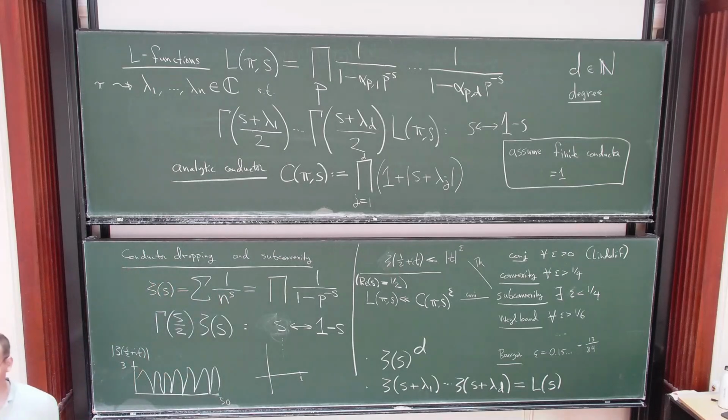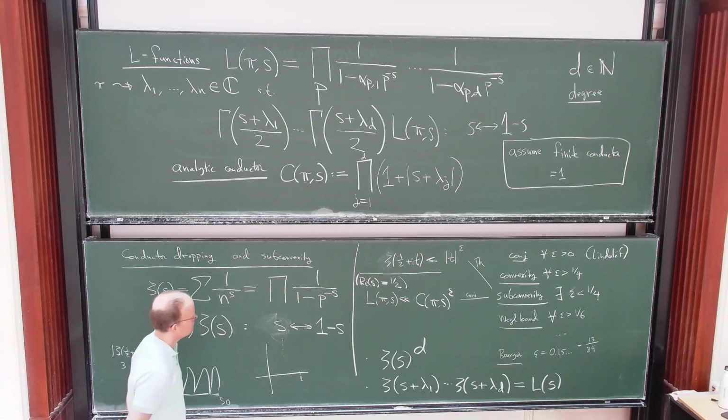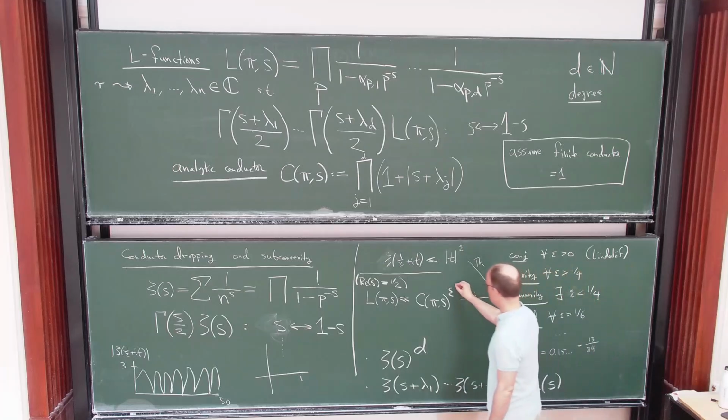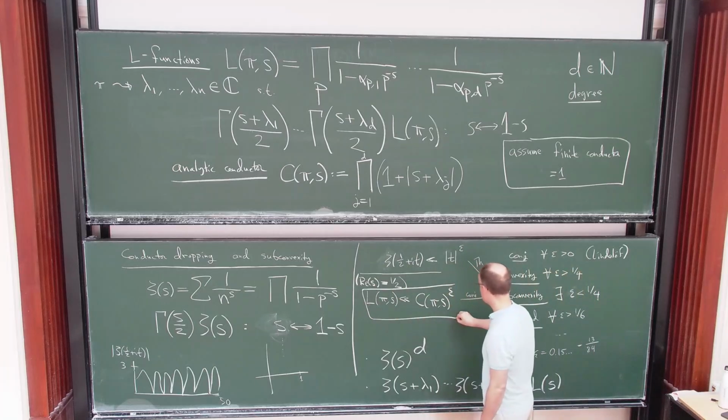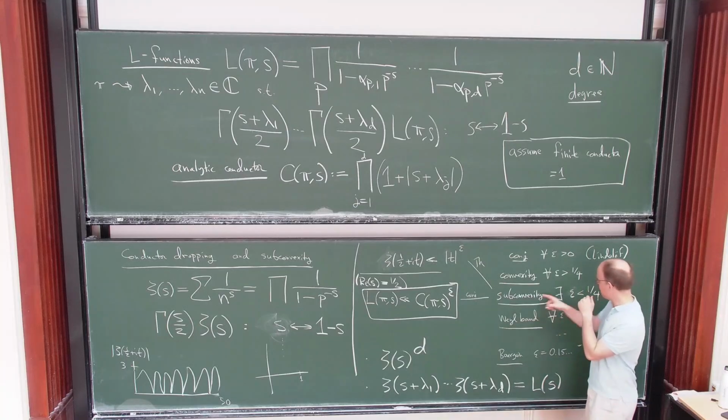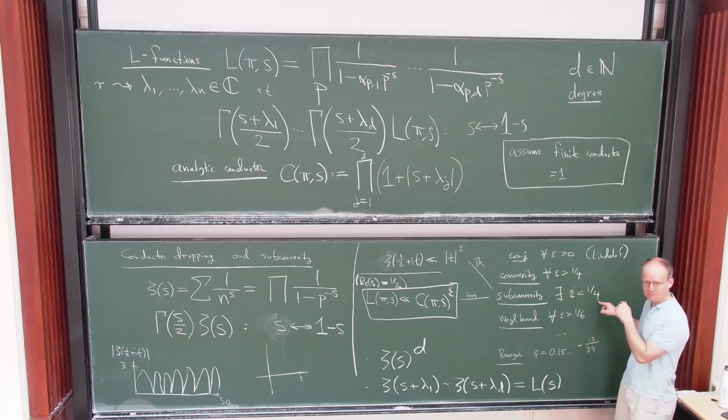C is a finite product. And then what's the question? The question is whether C to the power epsilon satisfies subconvexity. So the conjecture here is that this bound holds for some epsilon smaller than a quarter.